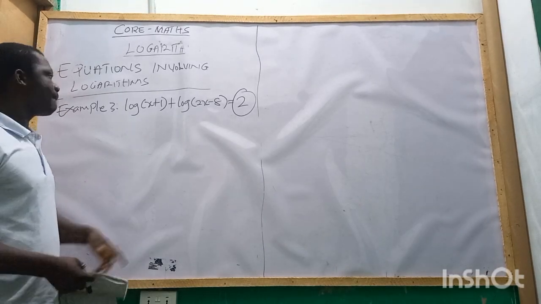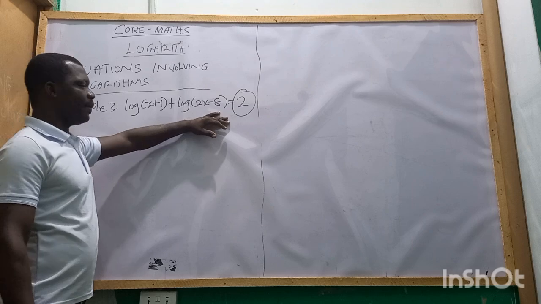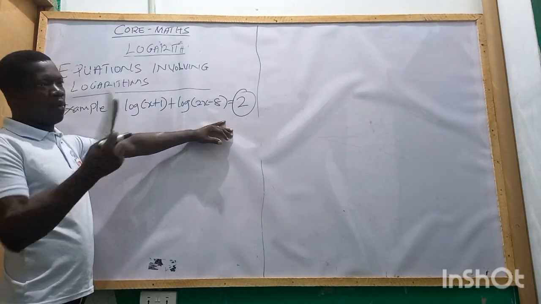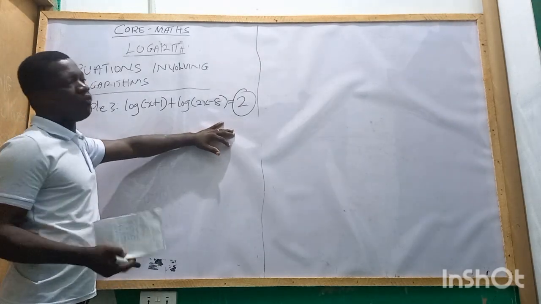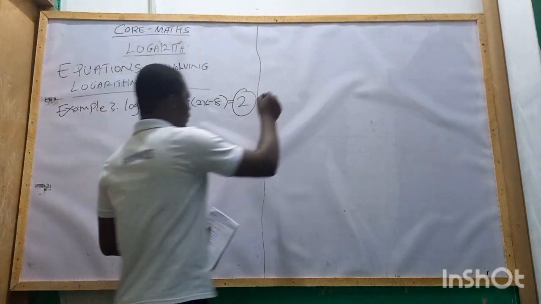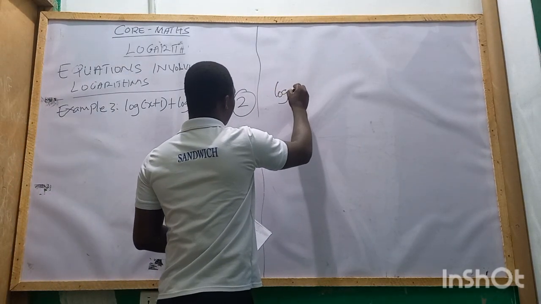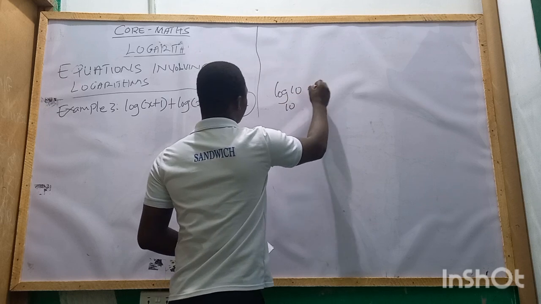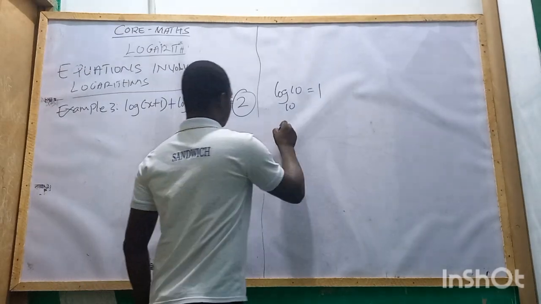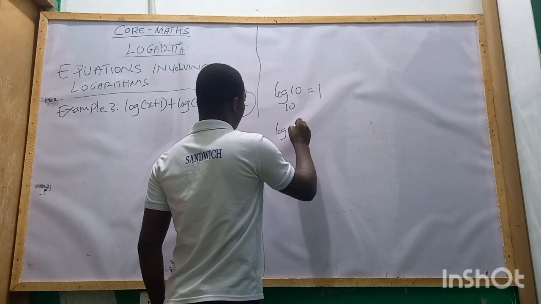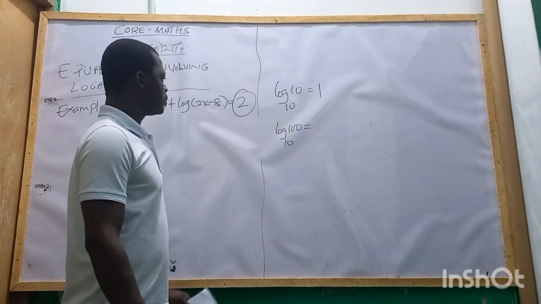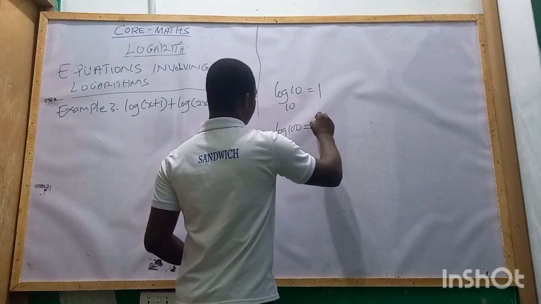I'm repeating it again. Which number, or log of what number to the base 10 will give you 2? For example, log 10 to the base 10 equals 1. Right? Log 100 to the base 10 will equal to what? 2.